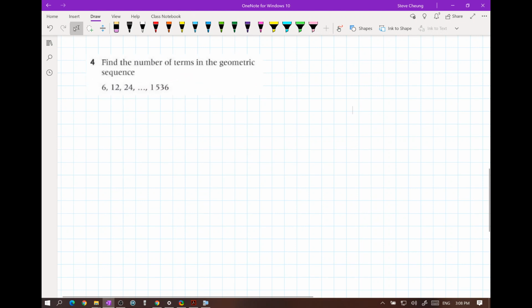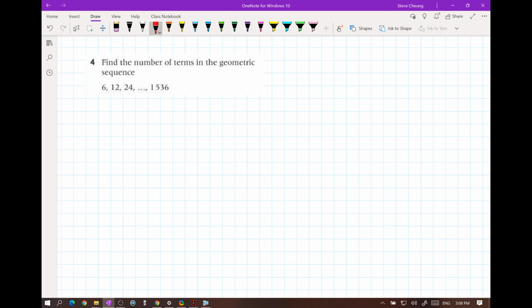Find the number of terms in this sequence. So very similar to an arithmetic sequence, we can take the last term and do something with the first term in order to figure out how many numbers there are altogether. So you can set it up as follows.